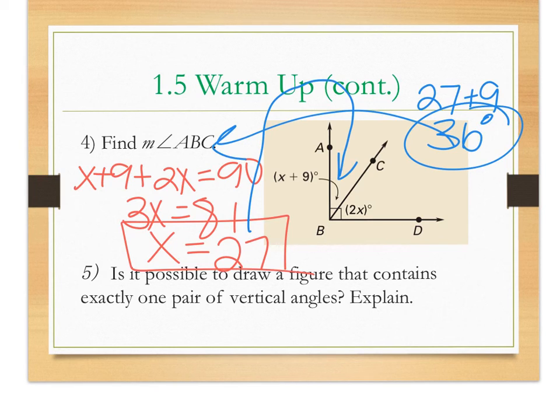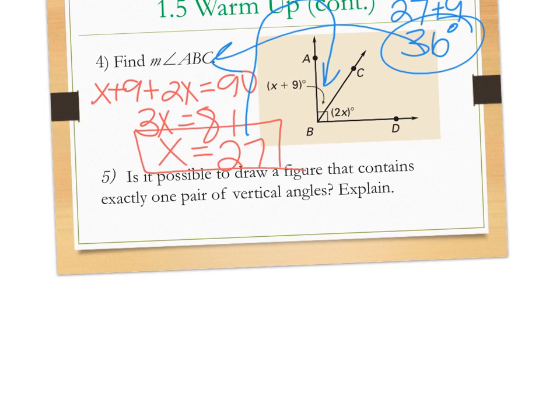And then number 5 says, is it possible to draw a figure that contains exactly one pair of vertical angles? Anybody figure it out? Is it possible? What happens if I make a pair of vertical angles? There's at least 2 other ones, right? Okay. Yep. Do you have to have 2 lines? To make vertical angles, it's got to be 2 lines, and they have to crisscross, basically. They have to make that x. It's no. Yeah.